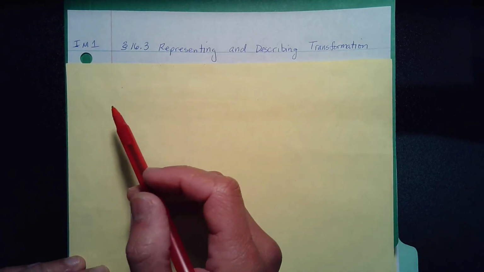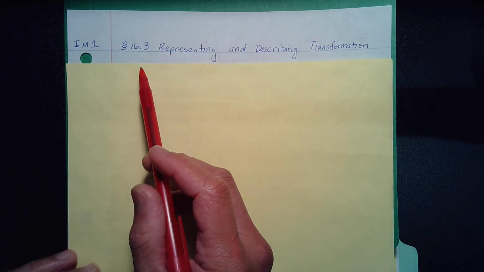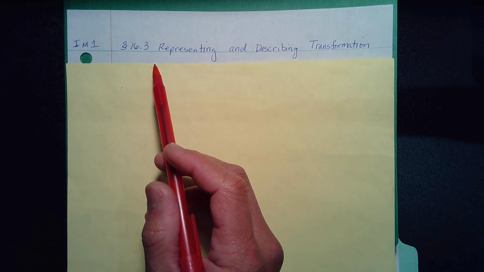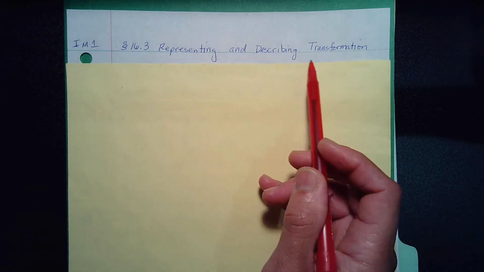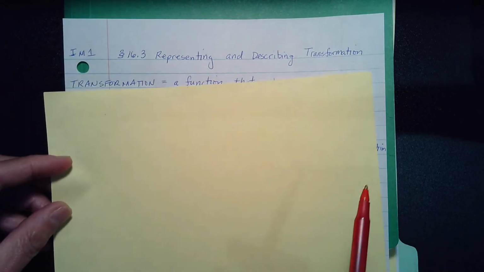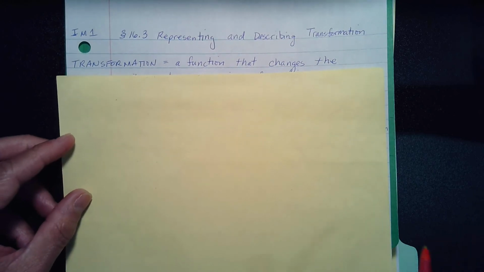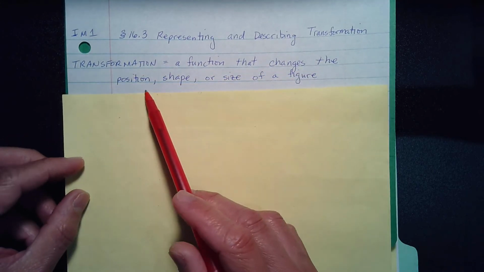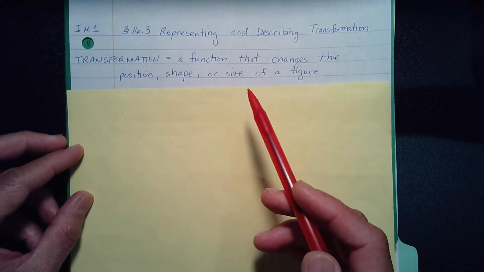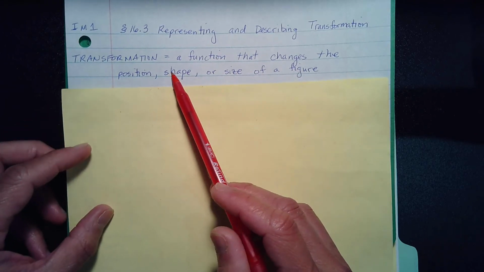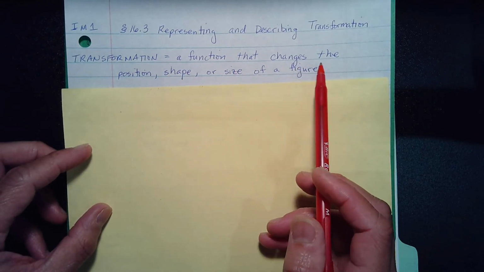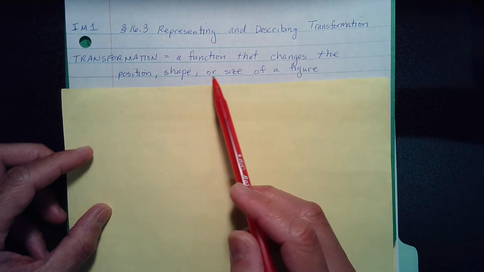Hello students, today we're going to learn section 16.3, representing and describing transformation. A transformation is a function that changes the position, shape, or size of a figure. Again, a transformation is a function that changes the position, shape, or size of a figure.